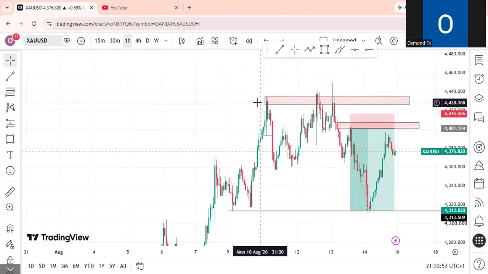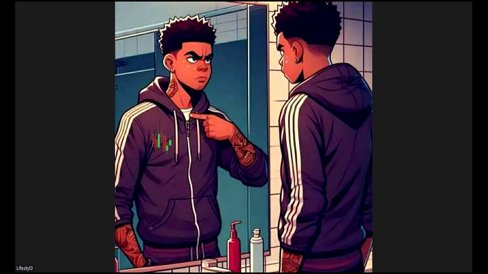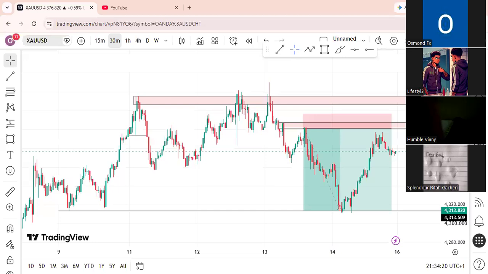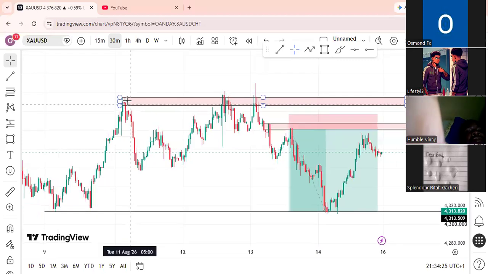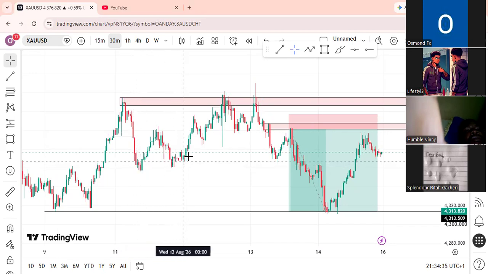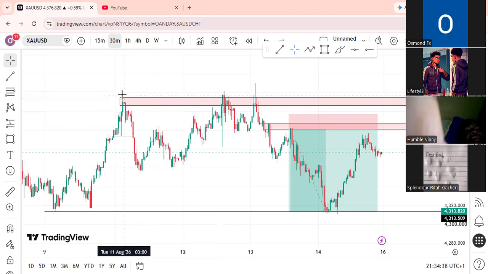The market hit my demand zone on the 4 hour. Sorry guys, it's the network. So the market hit my demand zone and started selling. I did not sell this first sale that happened here. I waited for the market to come and take out liquidity from this high.